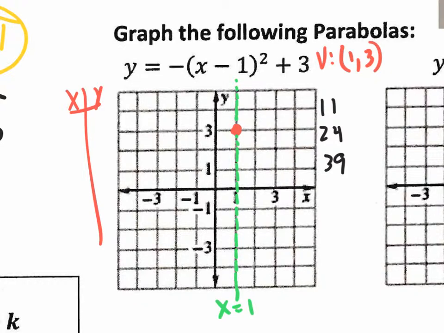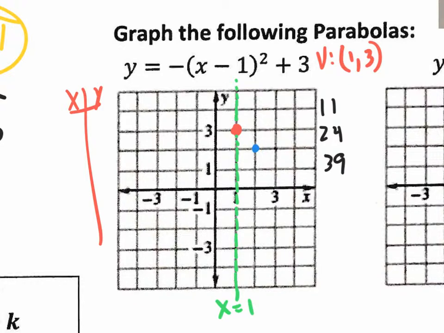So is this parabola going to open up, or is it going to open down? Down. Why is it opening down? Because the A value is negative. That's right. So it's opening down. So I'm going to go 1 over, 1 down, and we're going to put a dot right there.